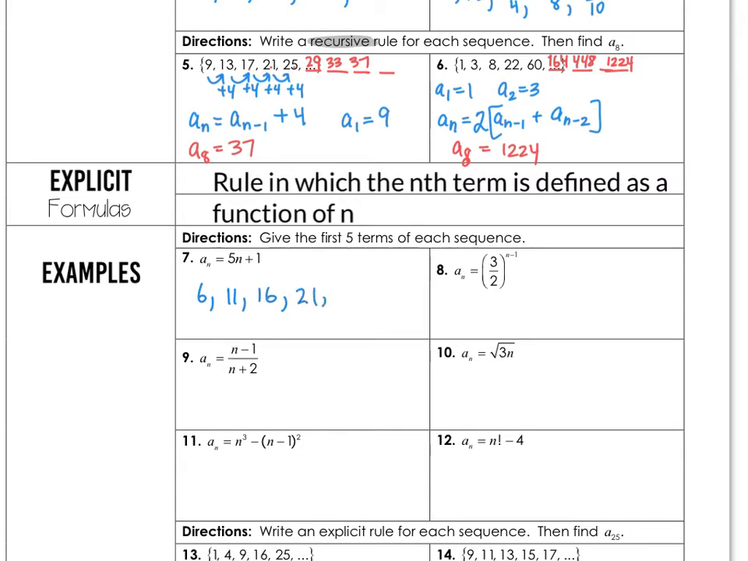So notice how I'm starting with 6, but I'm still each time just adding 5. So basically whatever I'm multiplying the n by, that's what I'm adding each time. So there's the first 5 terms of that one.